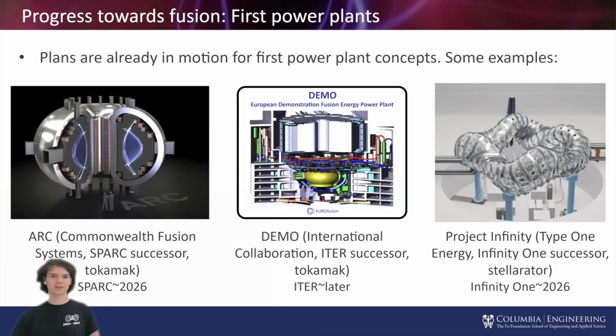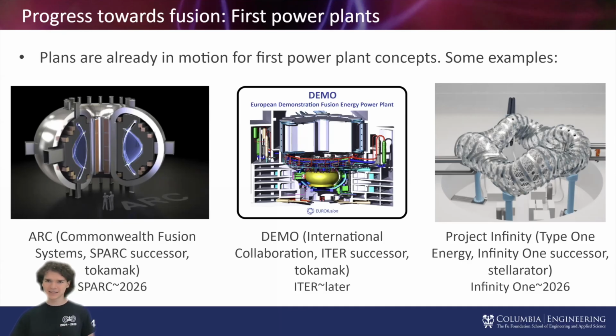The site for ARC has already been chosen in Virginia, and it's planned to be the first power plant to add power to the actual electrical grid, whereas Spark is just a proof of concept, really, to get net energy, or more energy out than in. Demo is ITER's successor. This one is more of a concept right now. We need ITER to work first before this one starts being developed, it seems. But this would be the international effort to get a net energy device.